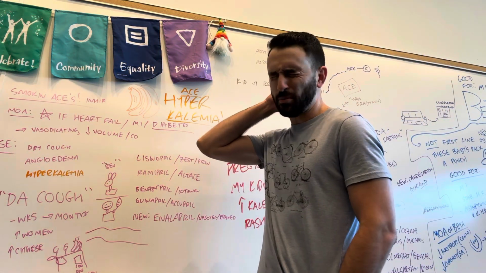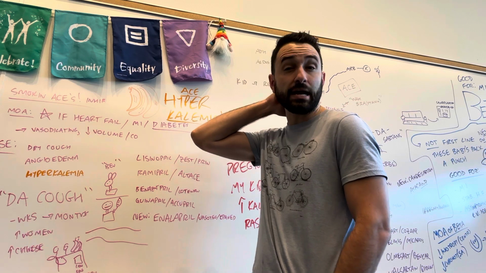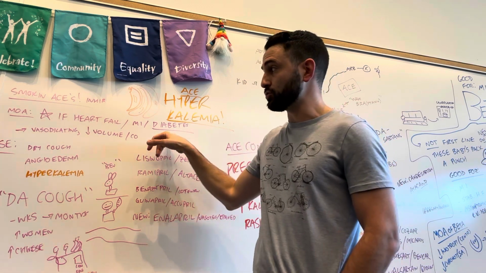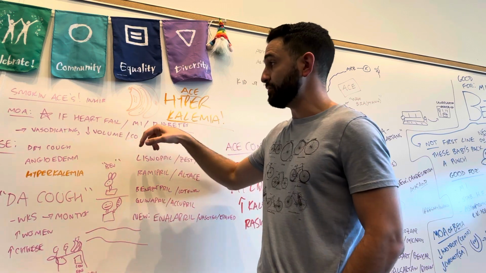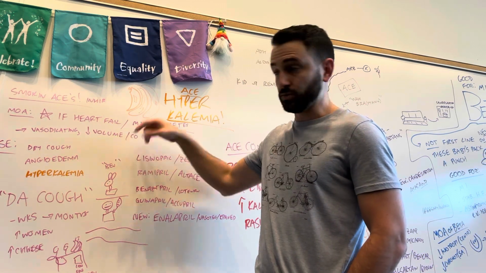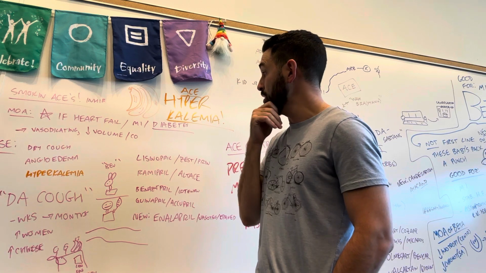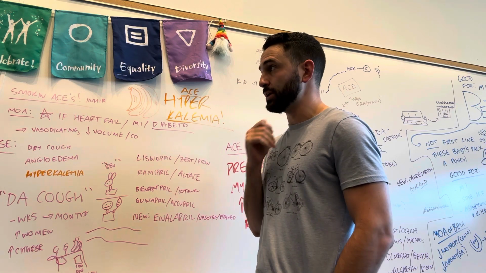And there's the CHAB mnemonic, which is controls hypertension and diabetes. If you have a diabetic, this is great. If they're in heart failure, this is great. And if they had an MI, this is great as well, okay? So ACE inhibitors are generally a good medication.